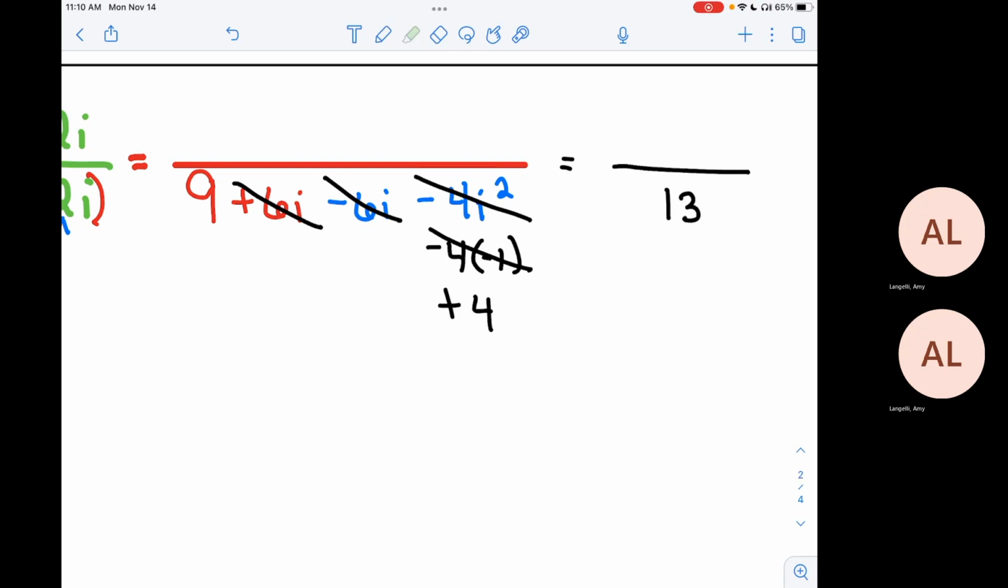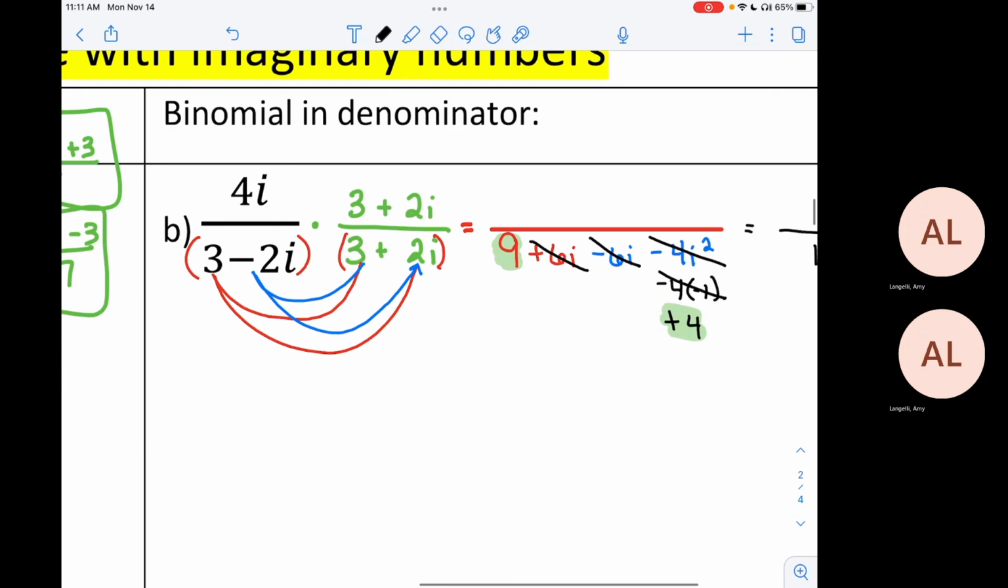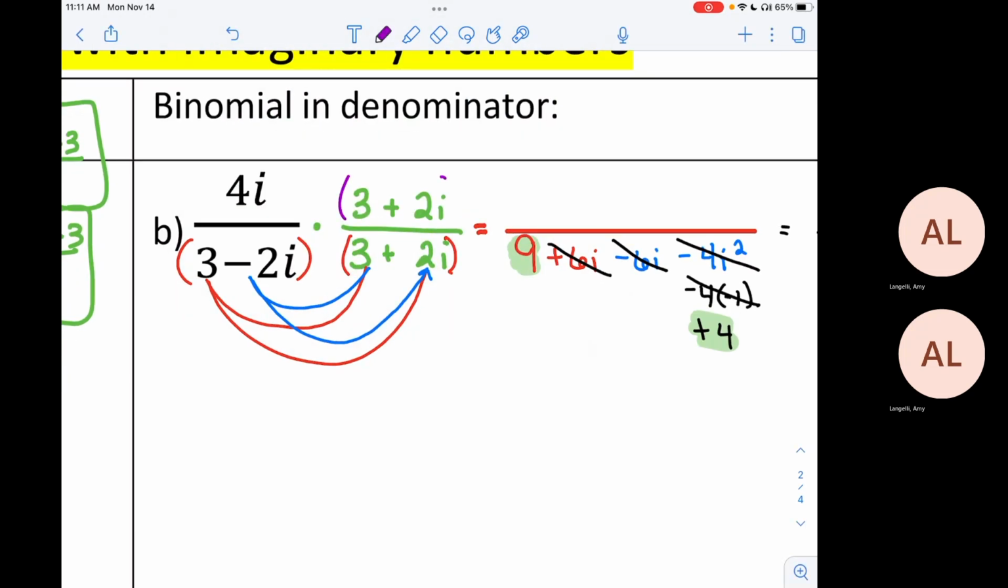Do you see where I got 13 from? What gave me 13, please? The blank and the blank. Good. Okay, so we did the bottom. Now it's time to do the top. I'll use 2 different colors again. Or actually, I just think I need one.